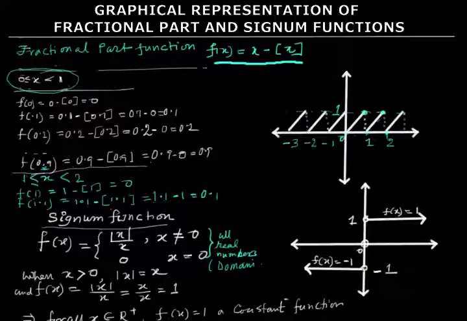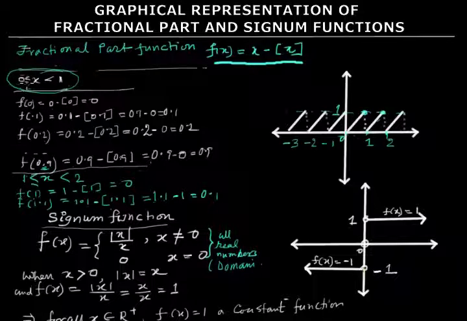So what happens when we are taking values from 0 to 1? Here we take 0 ≤ x < 1. If you put 0, f(0) is 0 minus [0], which is 0. So f(0) equals 0, and the point is (0, 0).